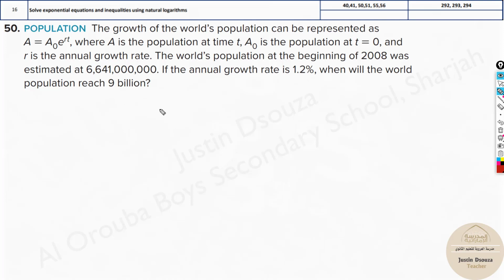So now let's write the equation. A is known to be 9 billion. I'll write in terms of billions. 9 is equal to 6.641 billion, and then e to the power r, which is 1.2%, and the time is what we are solving for, t. Now divide everything by 6.641 billion. You will get 9 divided by 6.641 equals e to the power 1.2% t.